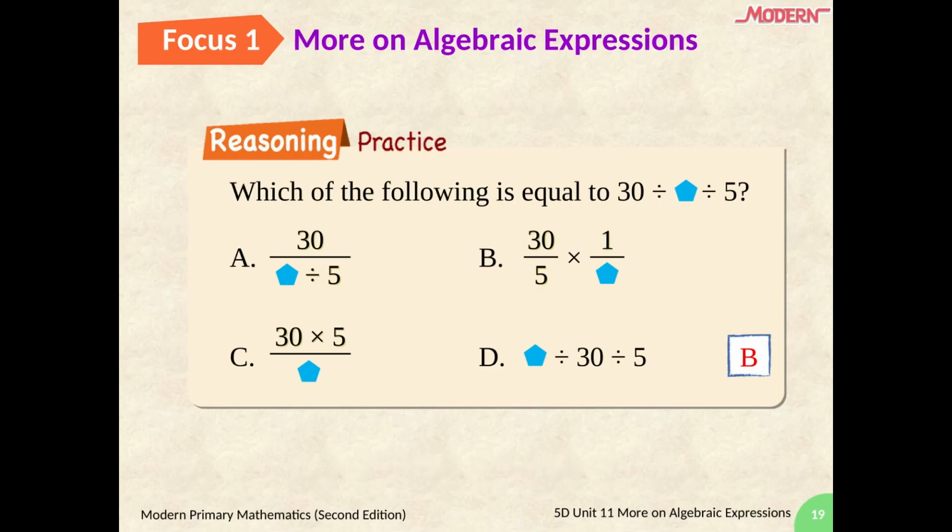Time for a brain teaser. Which of these is equal to 30 divided by pentagon divided by 5? Don't let the shapes confuse you. The answer is B.